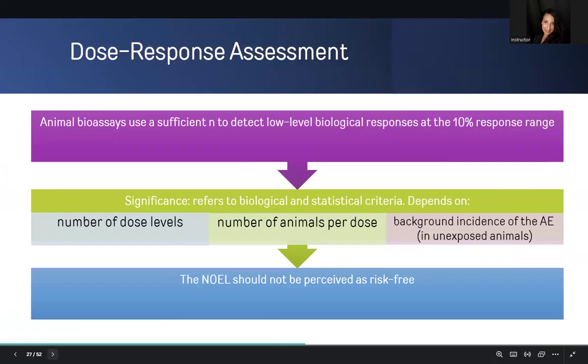In general, animal bioassays are constructed with sufficient numbers of animals to detect low-level biological responses at the 10% response range. Significance usually refers to both biological and statistical criteria and is dependent on the number of dose levels tested, the number of animals tested at each dose, and the background incidence of the adverse response in non-exposed control groups. The NOAEL should not be perceived as risk-free.